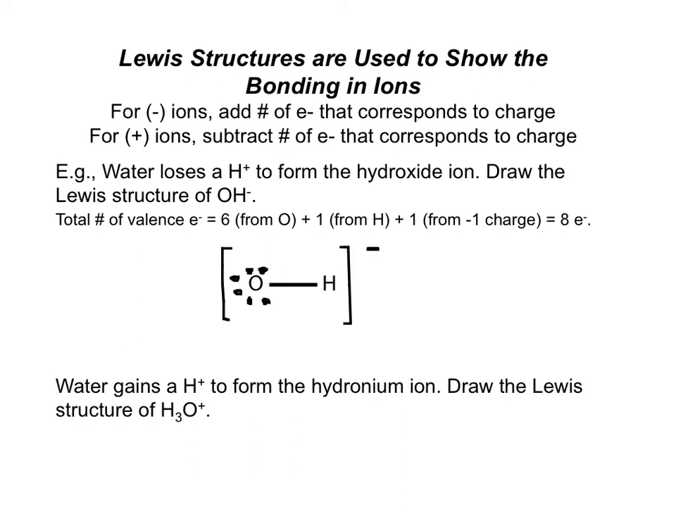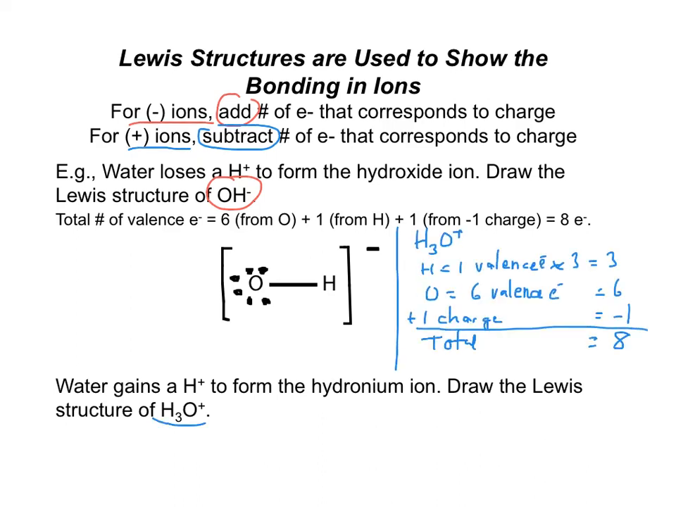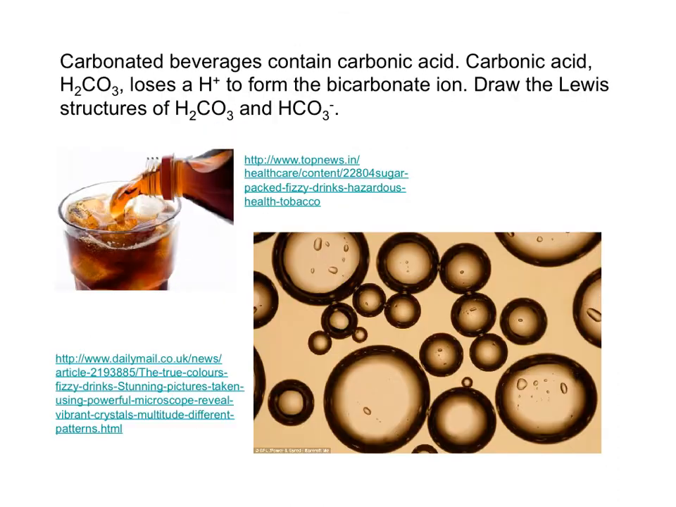We looked at polyatomic ions earlier. We can draw the Lewis structure of a polyatomic ion. For anions, add electrons that correspond to the charge. For cations, subtract electrons. Stop the video and review the Lewis structure of the hydroxide ion. Note that oxygen satisfies the octet rule and hydrogen the duet rule. Stop the video again and draw the Lewis structure of the hydronium ion. So here's the answer, and here's the structure.